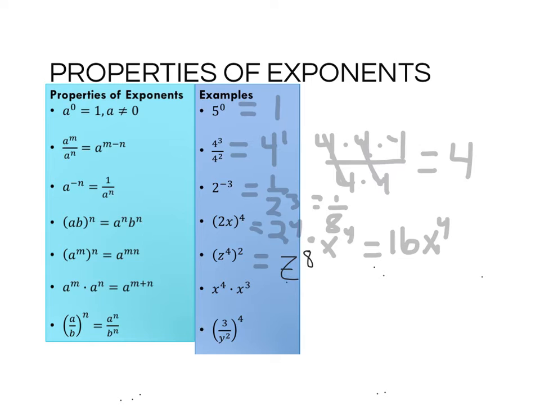If we have two numbers with the same base but different powers and we are multiplying, we will add the exponents. So x to the 4th times x cubed is equal to x to the 7th. And if we have a fraction raised to a power, we will raise the numerator to that power and the denominator to that power. So in our sample problem, we'll have 3 to the 4th over y to the 8th, or 81 over y to the 8th.